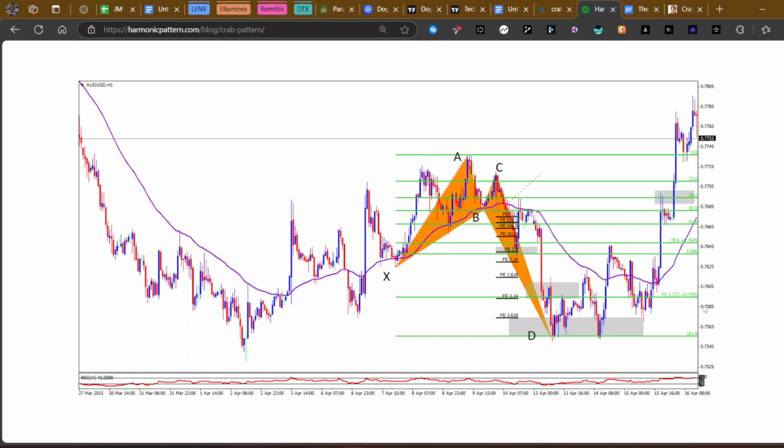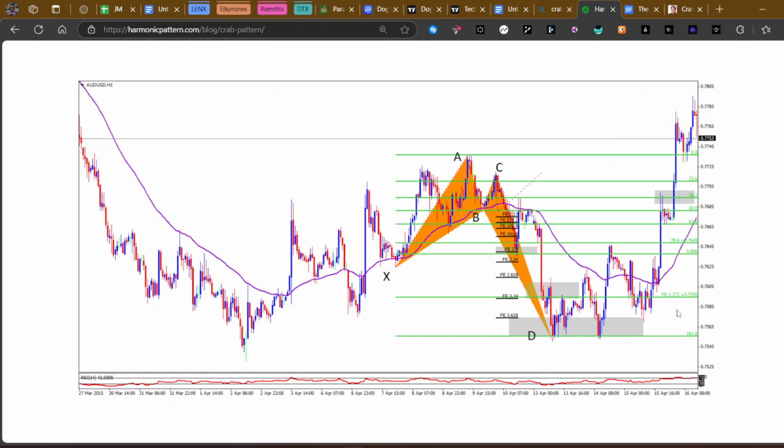The Fibonacci ratios involved in this pattern are very reliable, and the structure of the crab pattern is more rigid compared to other harmonic patterns, which means it offers a high level of accuracy when predicting price reversals. Additionally, the crab pattern often indicates major market turning points, which can be an excellent opportunity for traders to enter a position early in the reversal. These turning points can happen after a period of consolidation or a strong trend, giving traders an edge in timing their trades.